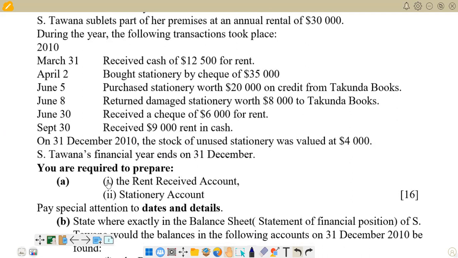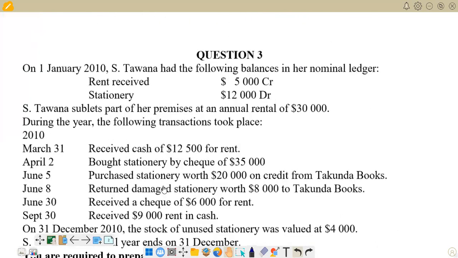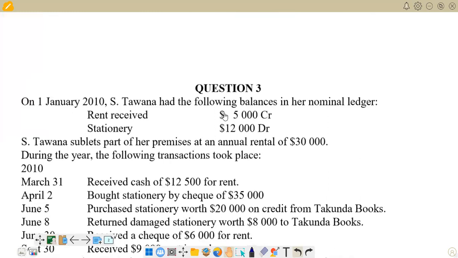Then on the required part, the question requires us to prepare the rent received account, and also the stationery account. So what we are going to do, we are going to start with the stationery account. Sorry, I will start with the rent received. This is the first one. Let's check the balance that we have for rent received. We are seeing that we have a credit balance of 5,000.